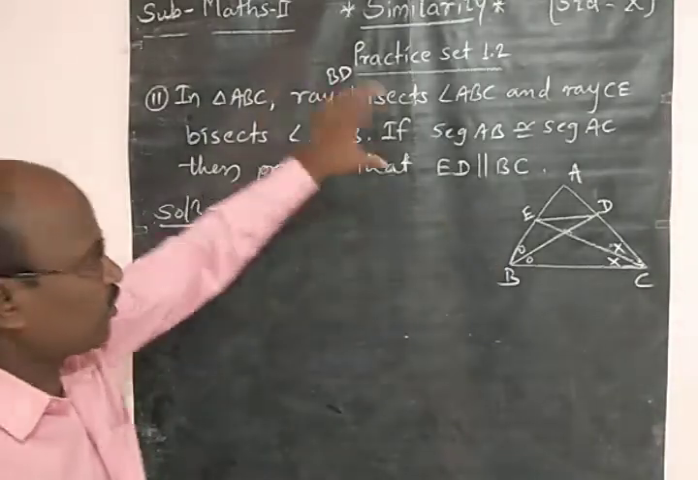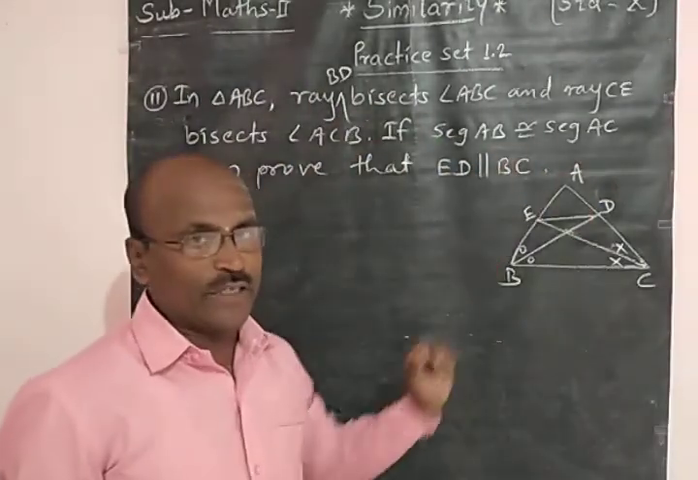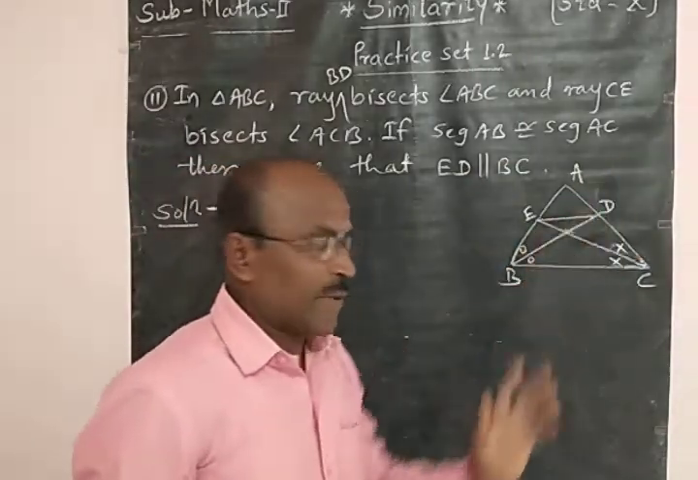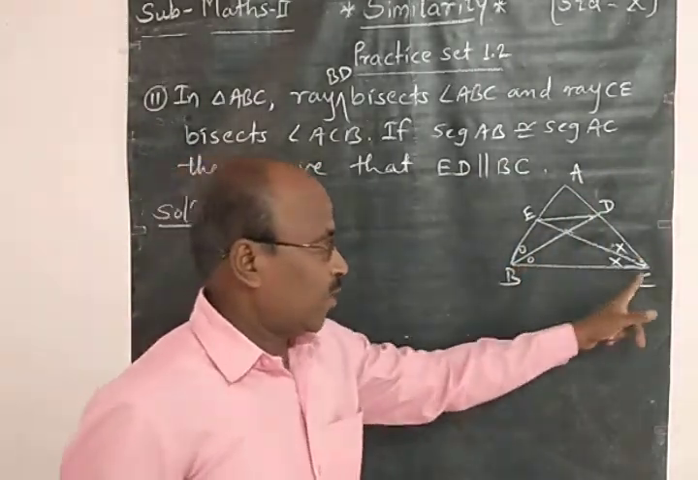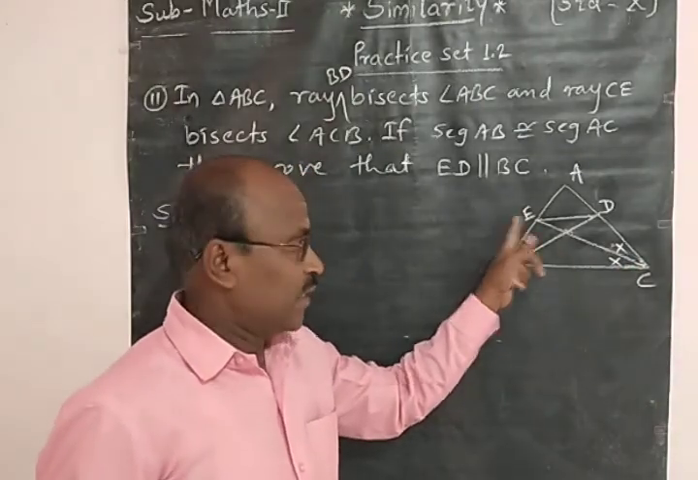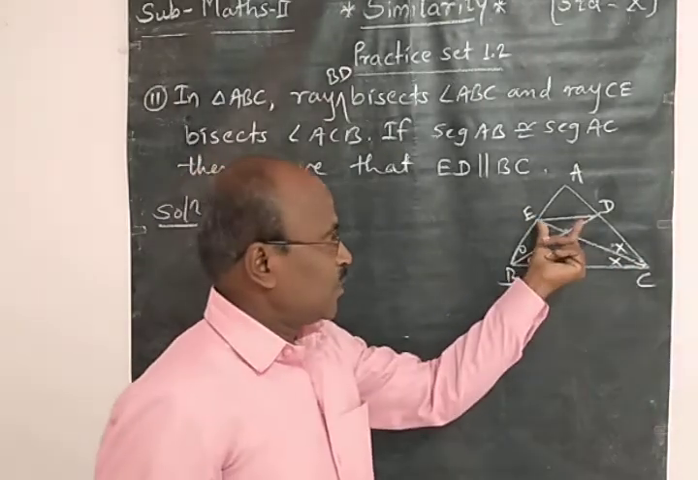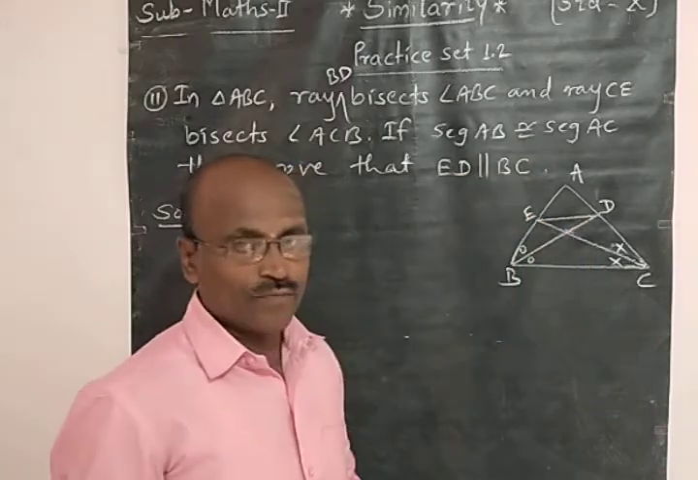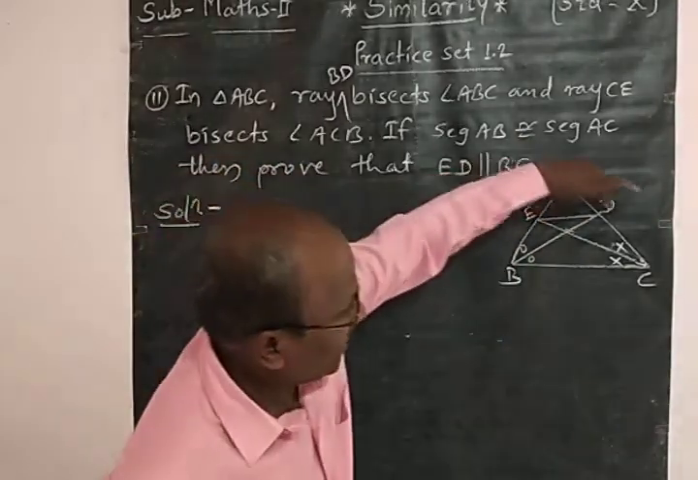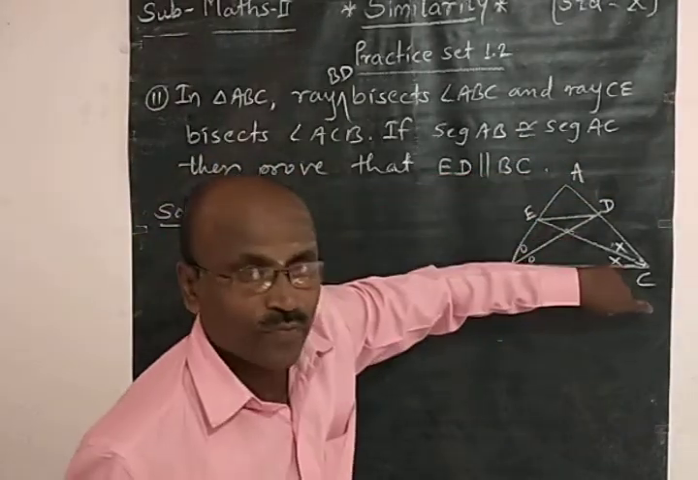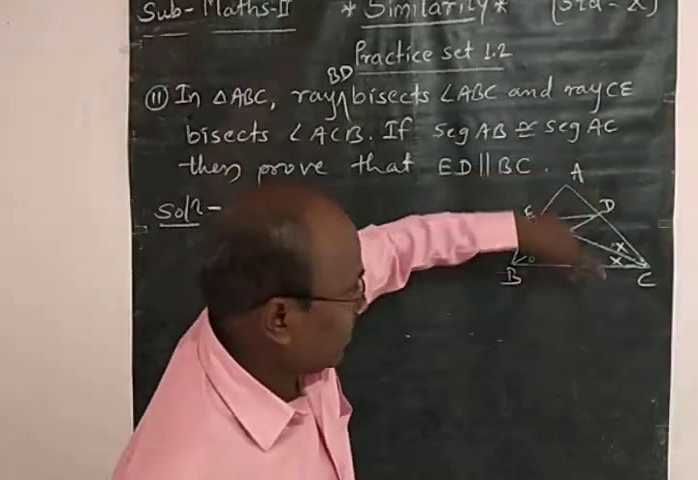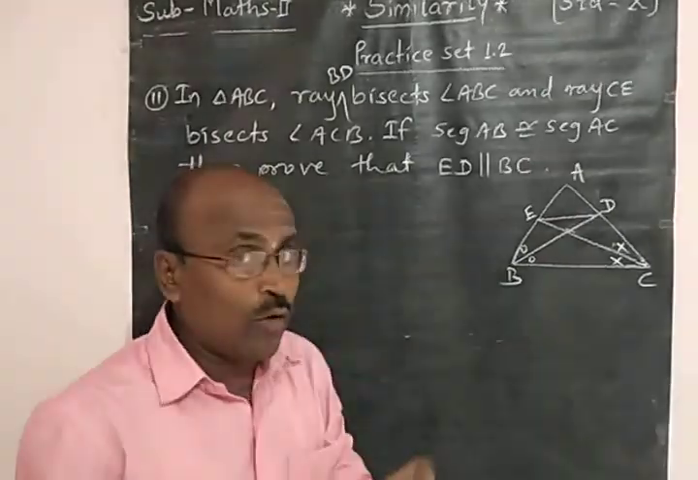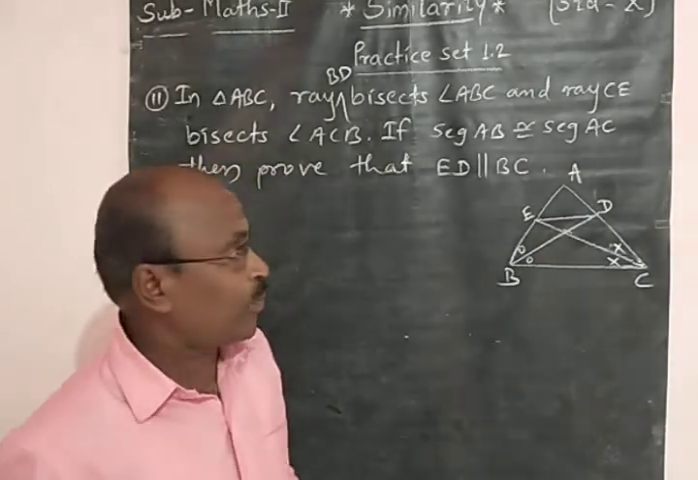So first of all, draw the figure. Draw the triangle ABC and draw the segment BD as a bisector of angle B, and draw CE as a bisector of angle C. Then join segment DE. Here we have to prove that DE is parallel to BC. To prove this, we have to use the converse of BPT.